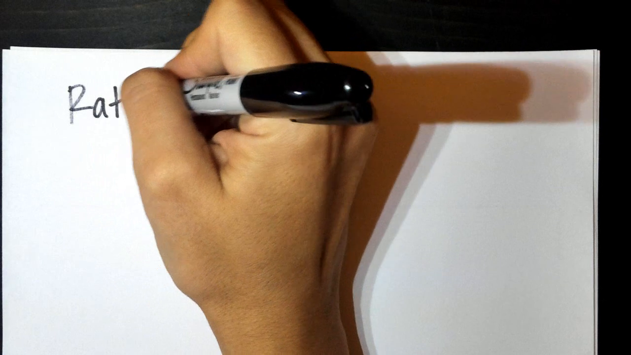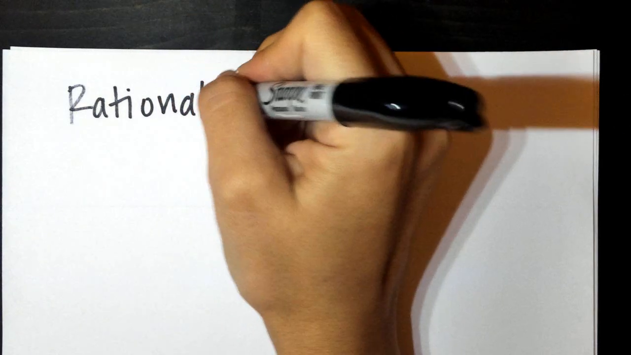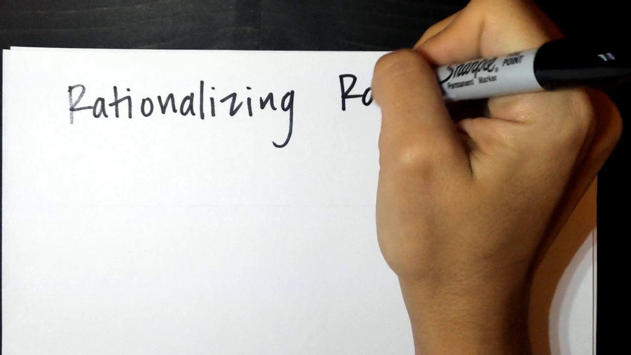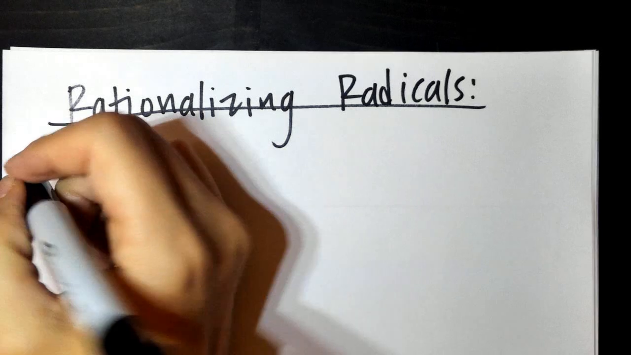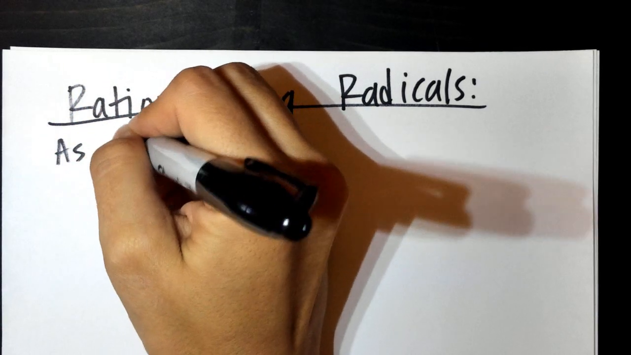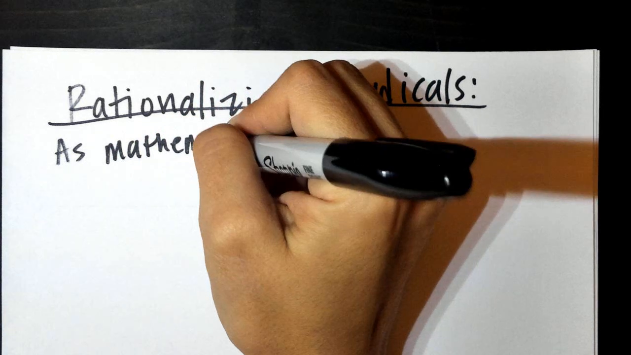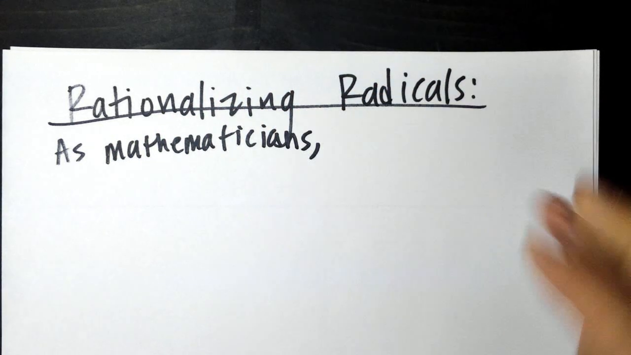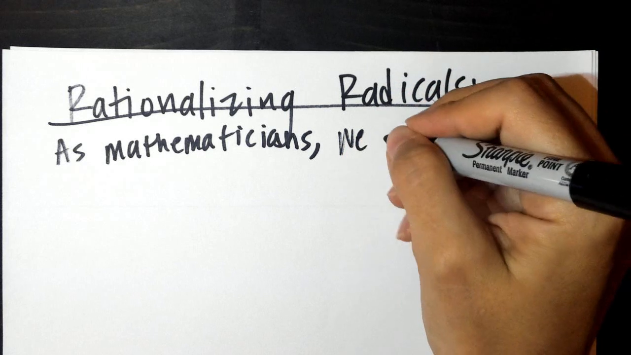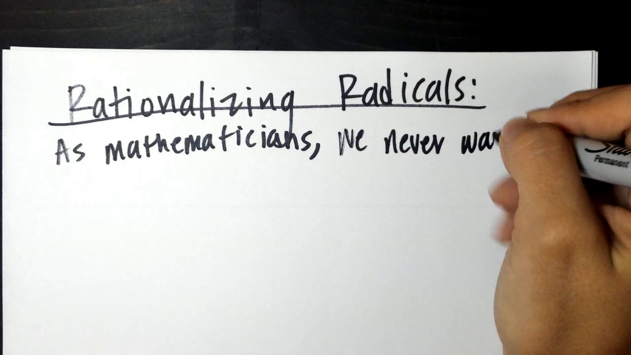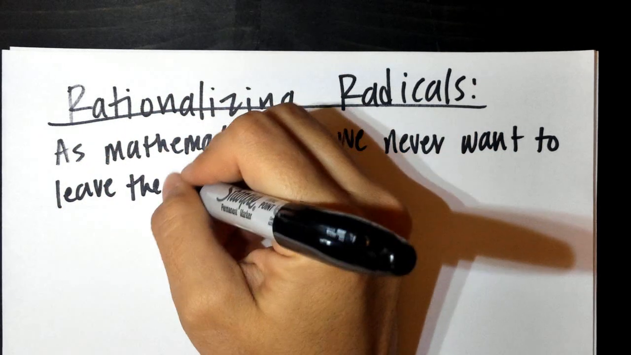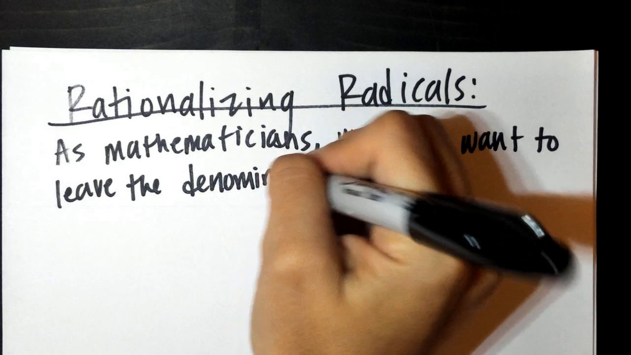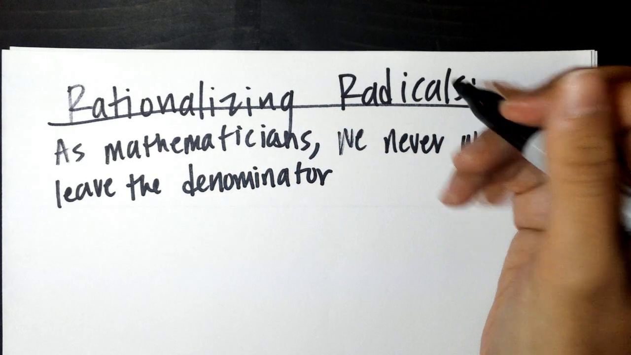So title your notes: rationalizing radicals. There are a couple rules with rationalizing radicals. So as mathematicians, you guys are all mathematicians, we never, never, never want to leave the denominator in a fraction with a radical.